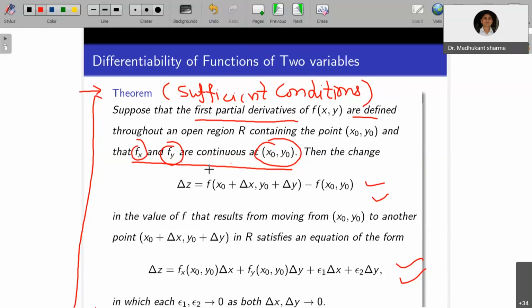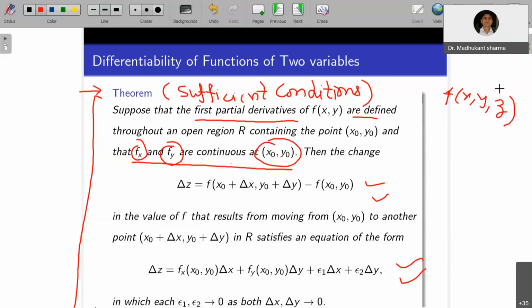Okay, so now this result, if you are going through the proof, can be extended to more than two variables as well. You have the answer for more than two variables as well. Suppose you have a three variable function f of x comma y comma z.